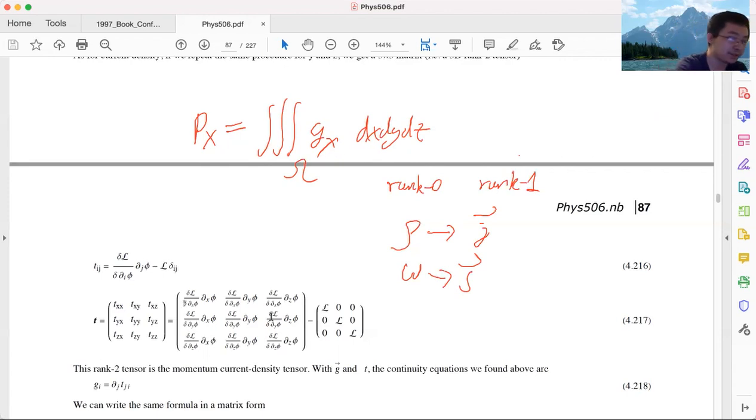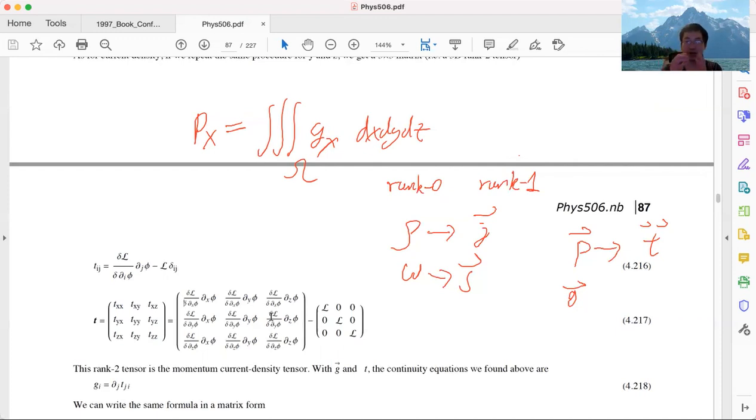Okay, but if your conserved quantity is, say, momentum or momentum density, G or P, your conserved quantity now is a vector. And the current of a vector is T. It's a rank 2 tensor. Okay, so the current always has one more rank than the conserved quantity itself. When the conserved quantity is a scalar, the current is a vector. So that's why current density for charge is a vector. That's why current density for energy is a vector. But for momentum, the story is different.